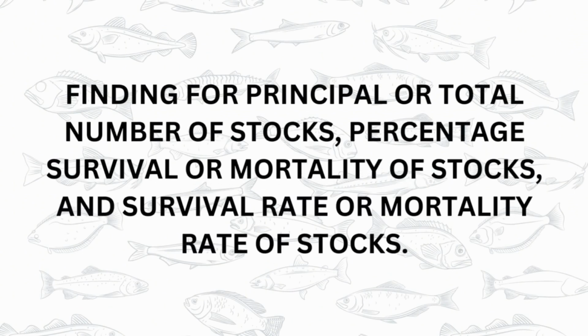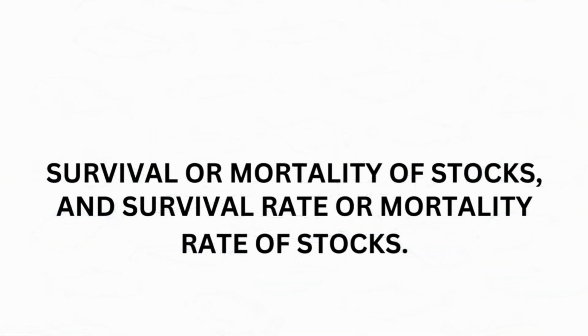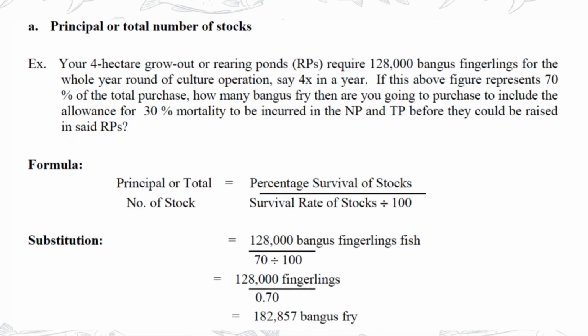Next, let's proceed to the computation involved in finding the principal or total number of stocks, percentage survival or mortality of stocks, and survival rate or mortality rate of stocks. First we have the principal or total number of stocks. Before going to the computation, let's define what it is. Principal stocks or total number of stocks refers to the total number of fish procured before the production cycle commenced, or to put it simply, the total number of fish fry at the start of the production.